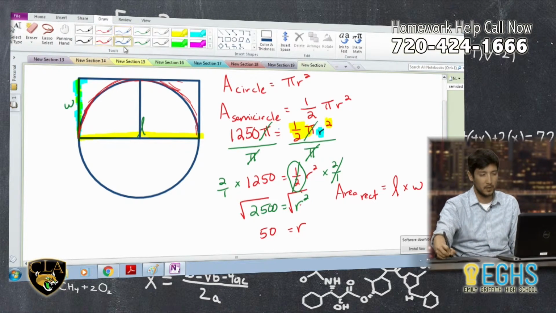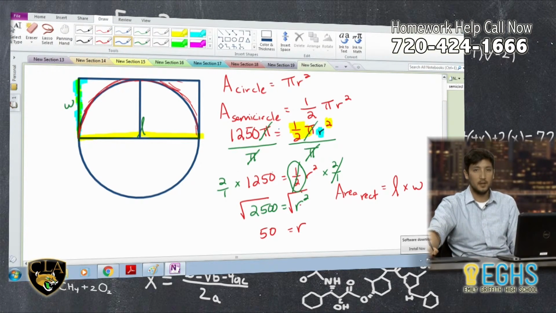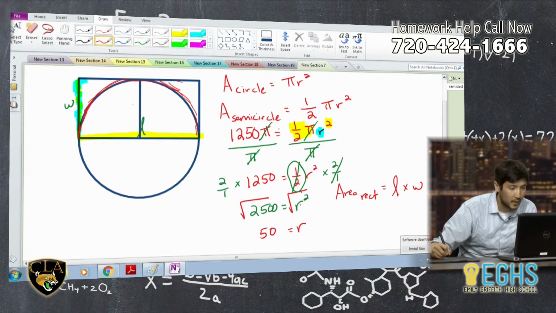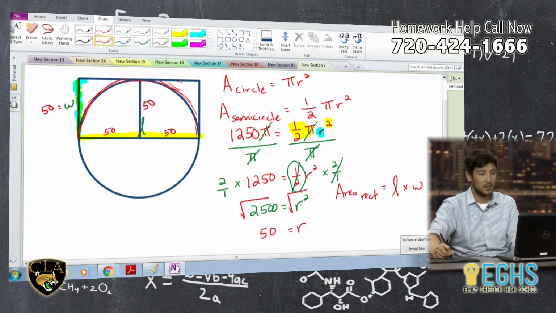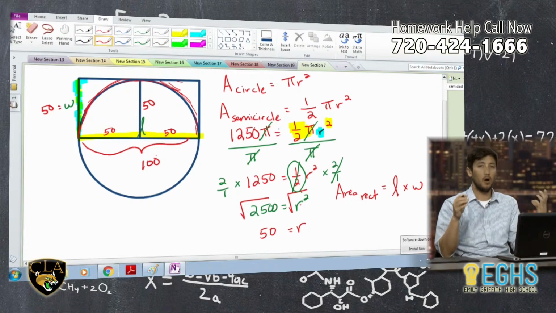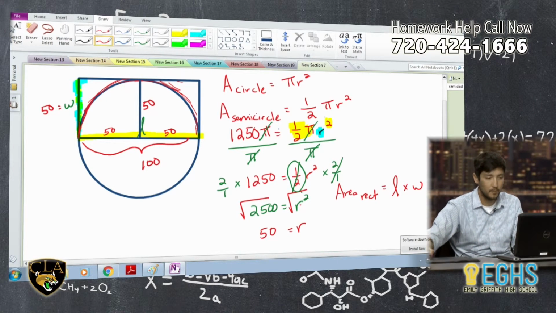And just a quick tip, if you want to know how to do this in your head really quick, the square root of 2500, if you know the square root of 25 is 5, then you can just take out one of the zeros and it's 50. So here's what we have. We have a radius of 50, which means that my width is 50. We still need the length. Well, if the radius is 50, it means that this is 50, this is 50, the diameter is 100. So we got to know all of those relationships in order to figure this out.